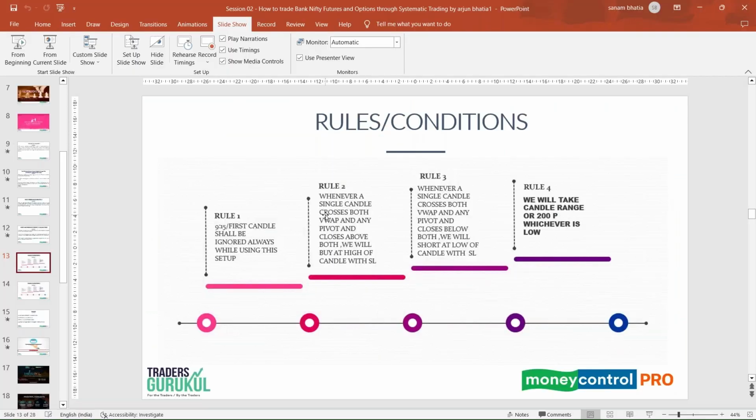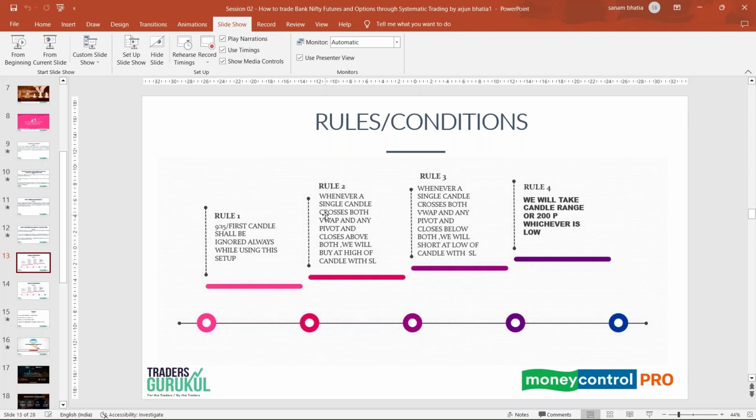Okay, so let me explain this in English first. This rule I'm telling you is for the buying trade, not for the selling trade. After I complete the buying part, I will tell you how we will take the short trades or the selling trades. Rule number two for buying. This rule is for buying. Please note down somewhere, these all rules are for buying.